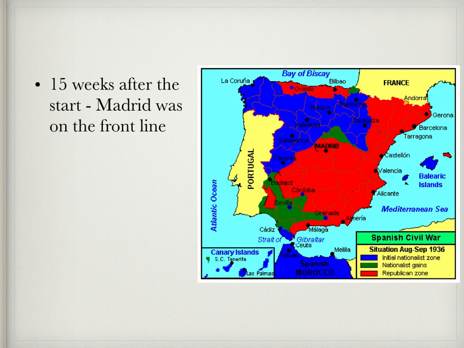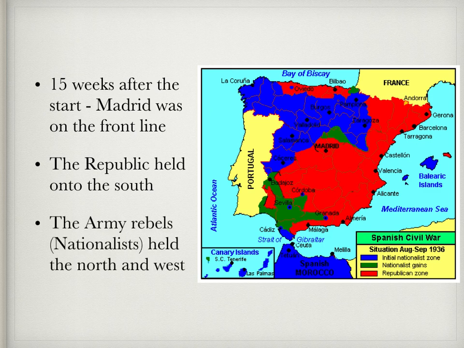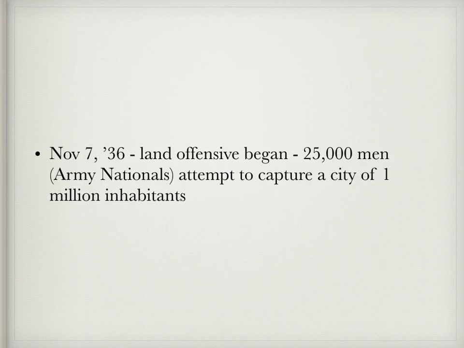Fifteen weeks after the start of the war, the Republic's capital, Madrid, was on the front line. The rest of the Republic was to the south, and the army rebels, the Nationalists, held the north and west of the capital. The land offensive began on November 7th. With 25,000 men, the Nationalists attempted to capture a city of 1 million inhabitants.